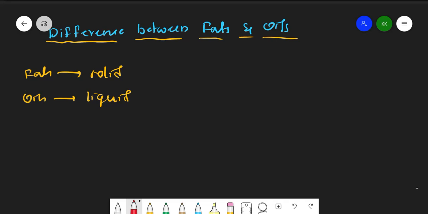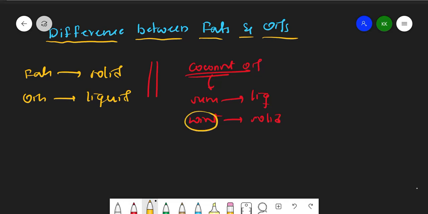But the problem is, if you see coconut oil, in summer it will be liquid, whereas in winter it will be solid. Then whether it is oil or fat, how will you distinguish? So we never distinguish based on these physical properties, because in winter the same coconut oil becomes solid, so we can't call it a fat. So how do we distinguish then?